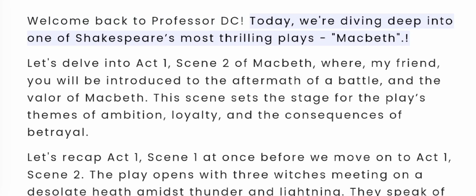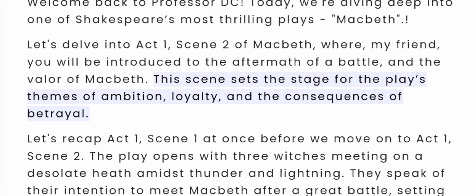Today we're diving deep into one of Shakespeare's most thrilling plays, Macbeth. Let's delve into Act 1, Scene 2 of Macbeth, where, my friend, you will be introduced to the aftermath of a battle and the valor of Macbeth. This scene sets the stage for the play's themes of ambition, loyalty, and the consequences of betrayal.